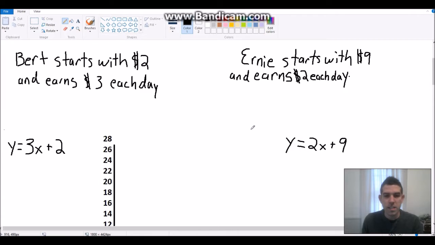We can write equations for each of those as such. y equals 3x plus 2, slope times x plus intercept, and for Ernie it will be y equals 2x plus 9, the slope times x plus intercept.